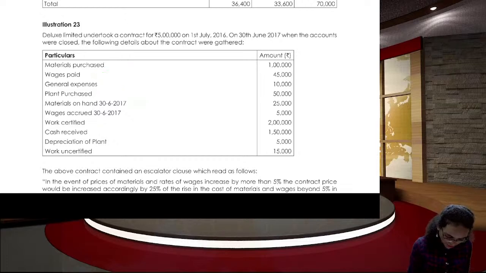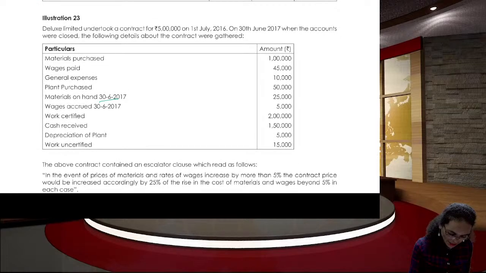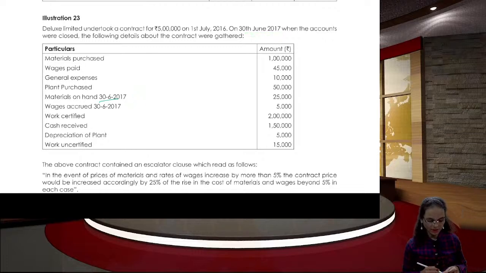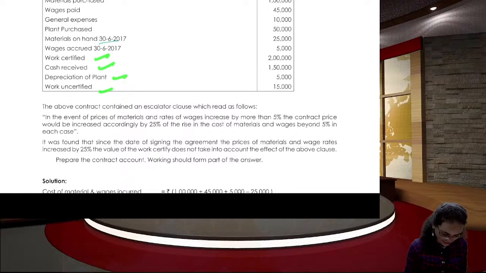This is the opening date. Closing one only. You need to check the dates clearly. Material on hand, closing one, and wages accrued, in the sense outstanding one, work certified, cash received, depreciation, and work certified, work uncertified.